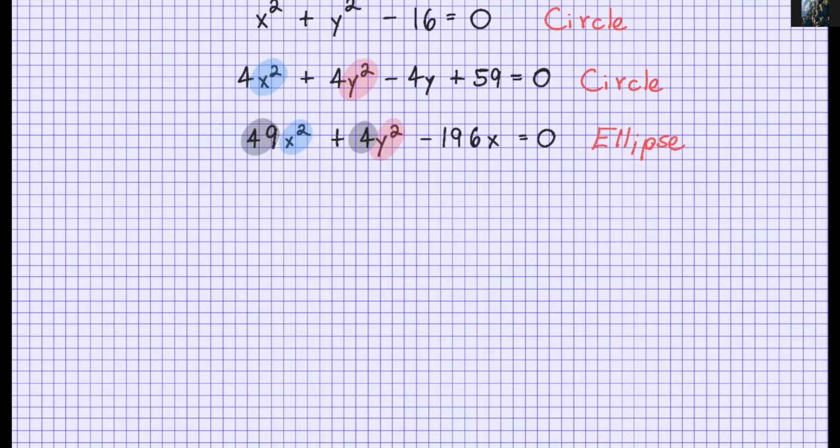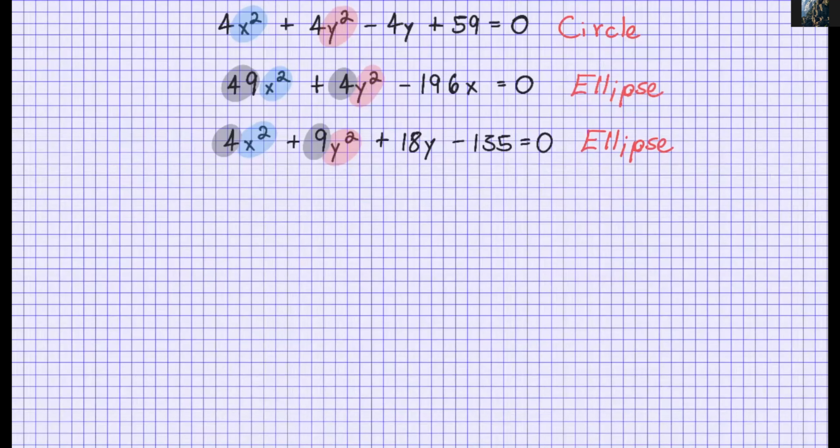Another variation would be something like 4x squared plus 9y squared plus 18y minus 135 equals 0. Same procedure as before. I identify my variables. Both of them are squared, but with different coefficients. Obviously, both positive. So automatically I know that this is an ellipse. Final variation.